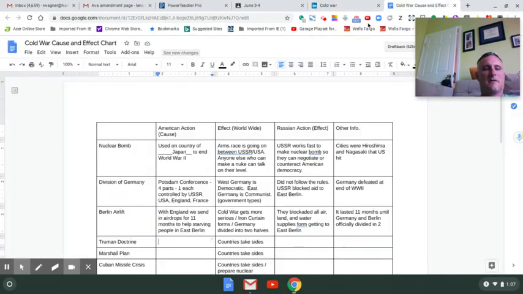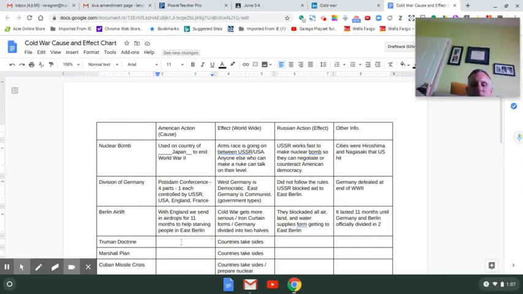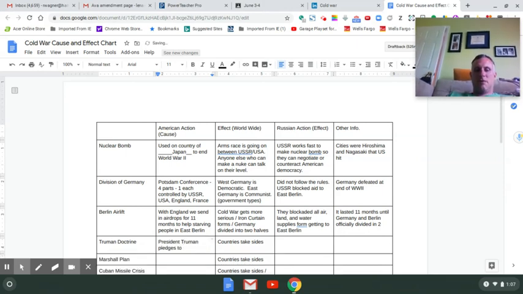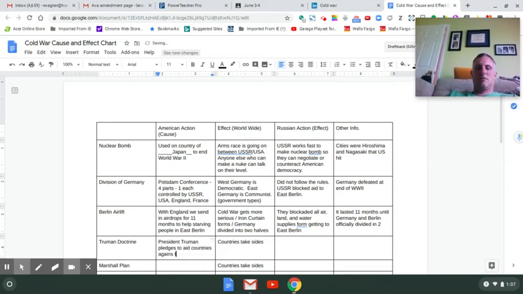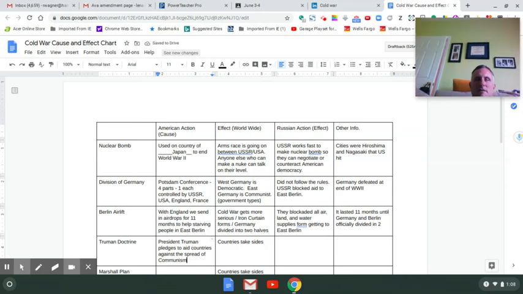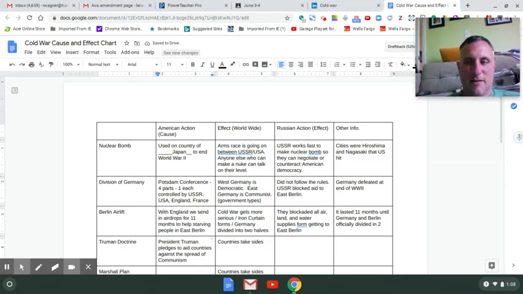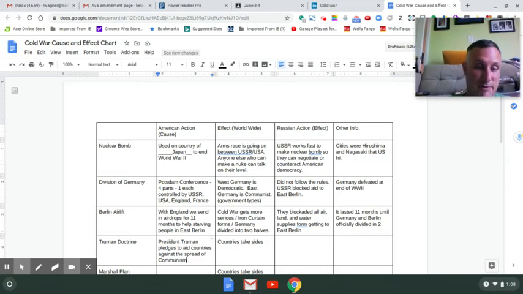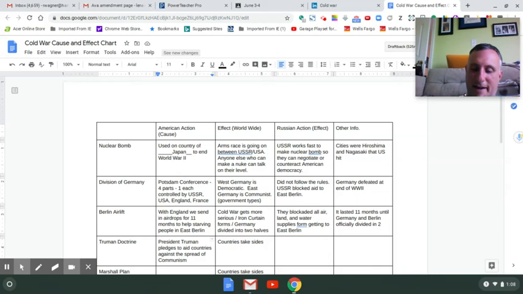Shrink that back down. So what did the Truman Doctrine do? President Truman pledges to aid countries against the spread of communism. It's like middle school stuff. It's like, why don't you just say we're basically going to fight any time Russia or USSR tries to make anybody communist or flex its muscles past Poland? Basically the same thing. Why didn't they just say that? I don't know. You had to say it around like the long route.